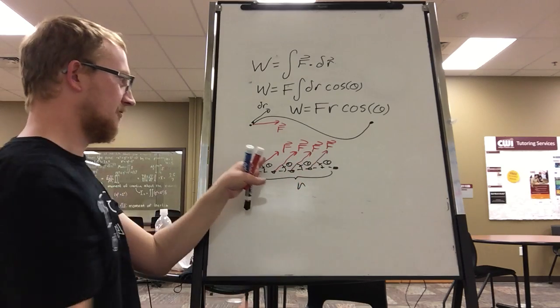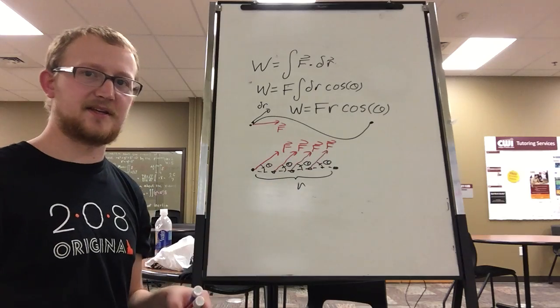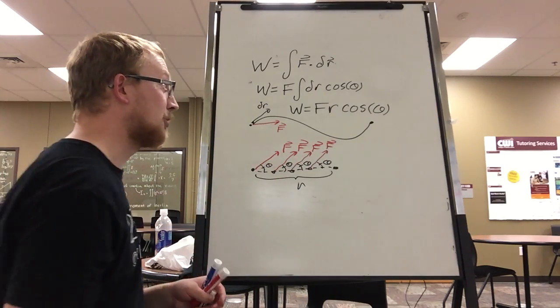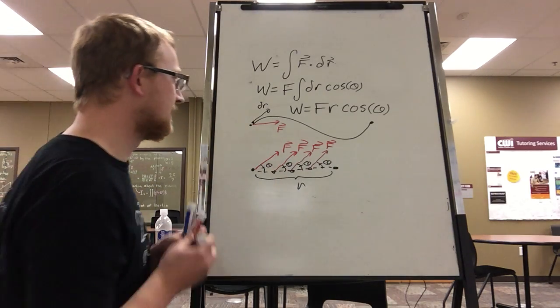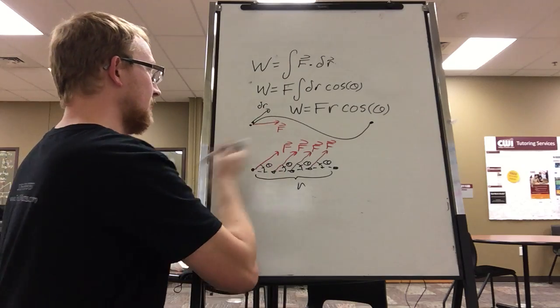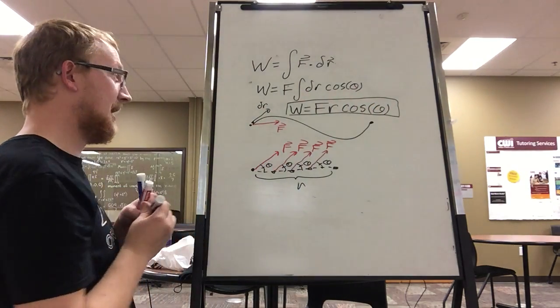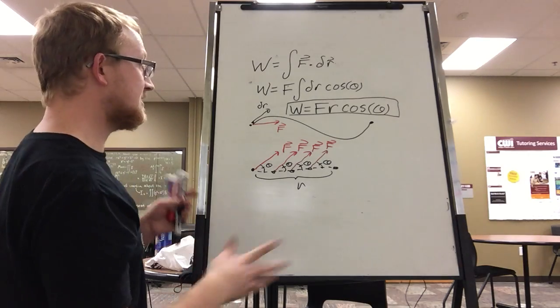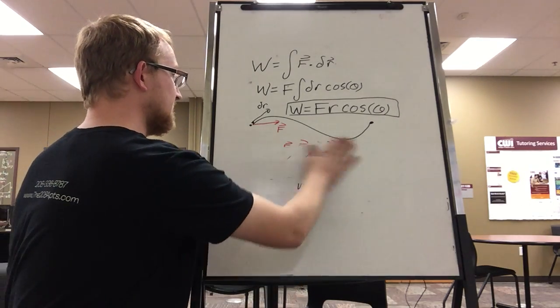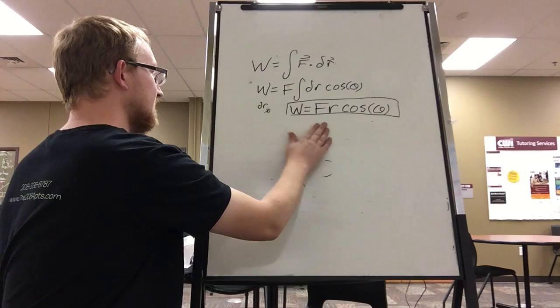So I hope this isn't confusing. I'm just drawing at different instances of displacement that we have the same force going on. So this is the formula if force is constant, and so that can be useful. Let's look at something where force is not constant. For example, a spring.